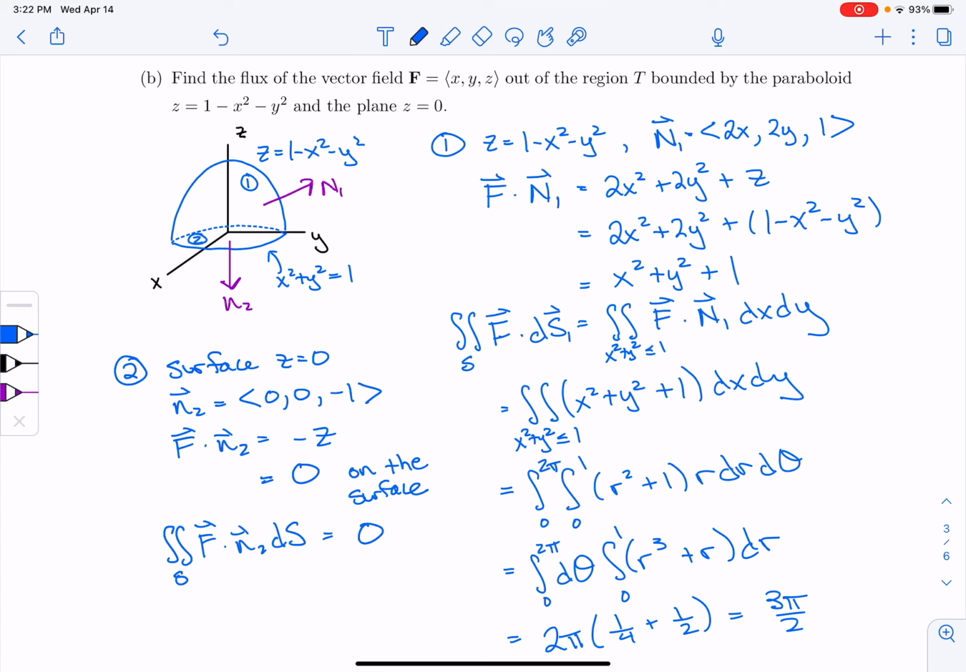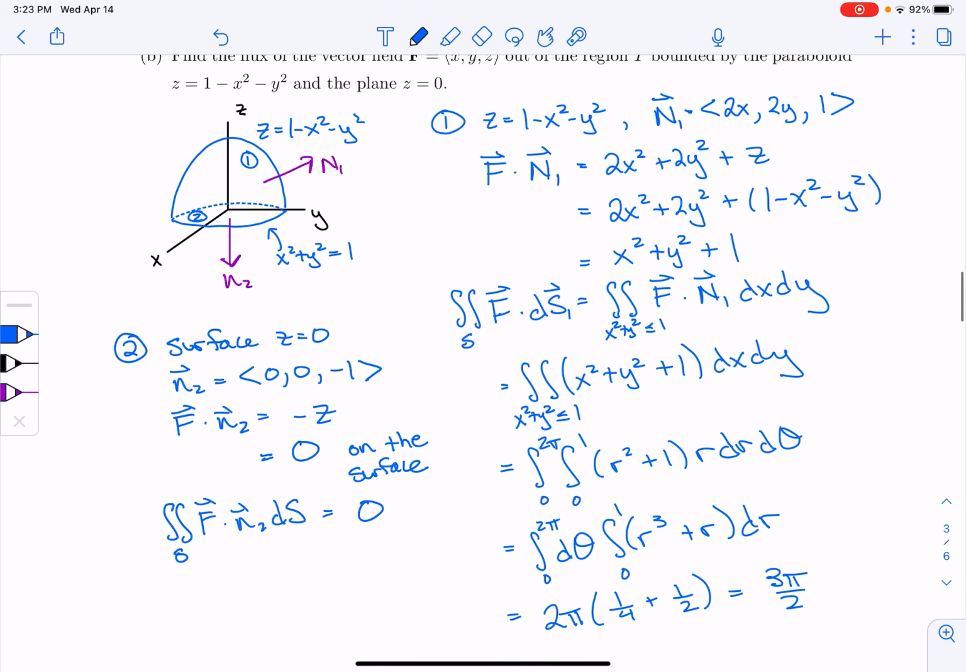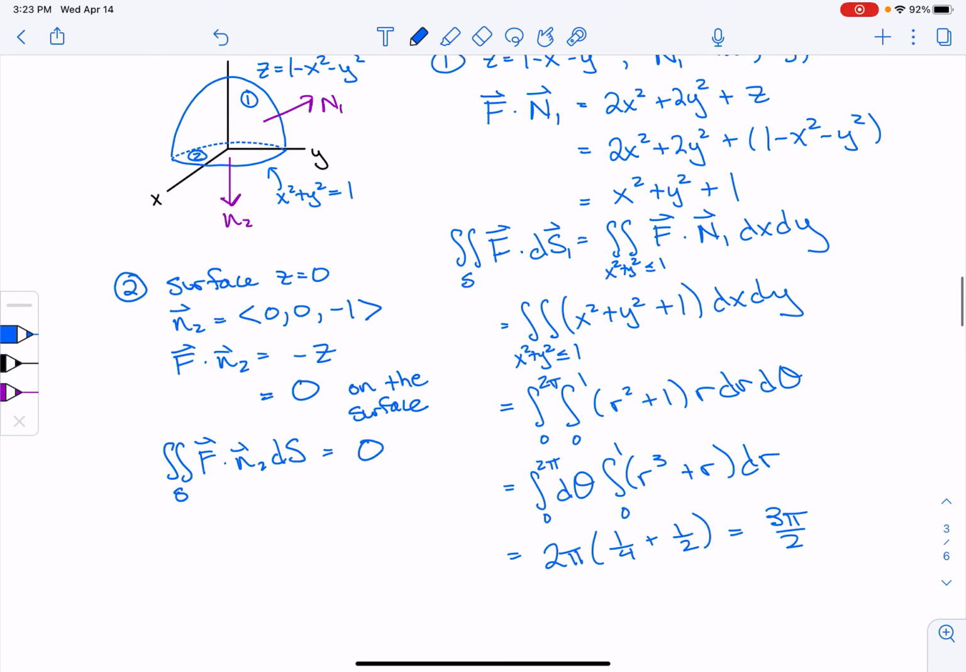So there's a flux through the surface of the paraboloid that's not 0. It's 3 pi over 2. But there's also a flux through the bottom of the surface that turns out to be 0. So here we had that the total flux through both surfaces is 3 pi over 2.